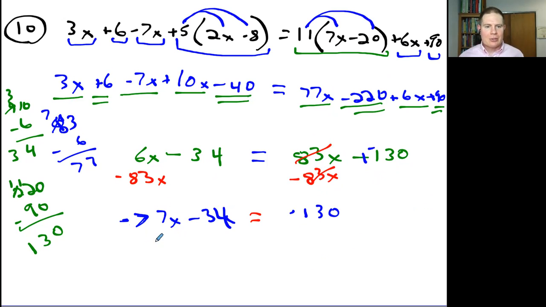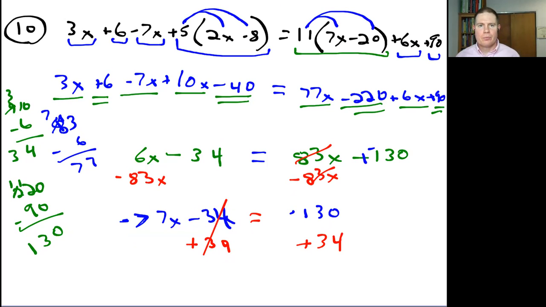But now that I have my x's on the left, the only reasonable choice to do next is to add 34 to both sides. Right? Trying to divide both sides by 77 is dumb. 34 is not a multiple of 77, right? Adding 130 to both sides, that's moving everything to the left. I don't want everything to the left. I want just my x term on the left, and then my non-x term on the right.